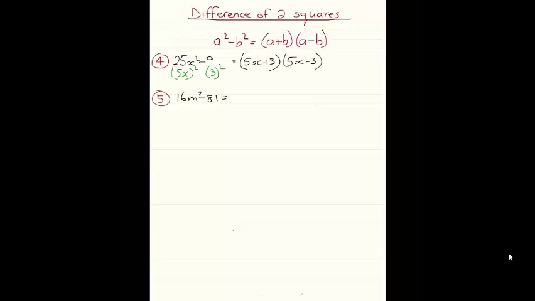16m squared minus 81 is again both square numbers. We have (4m) all squared, and we have 9 squared. And so therefore we go straight to the factorised form, (4m plus 9)(4m minus 9).